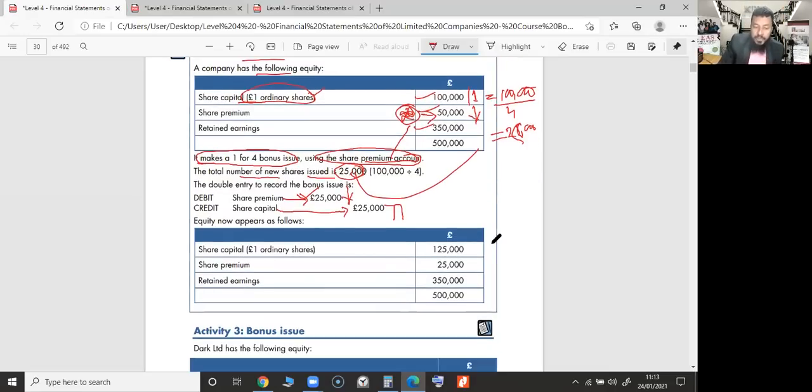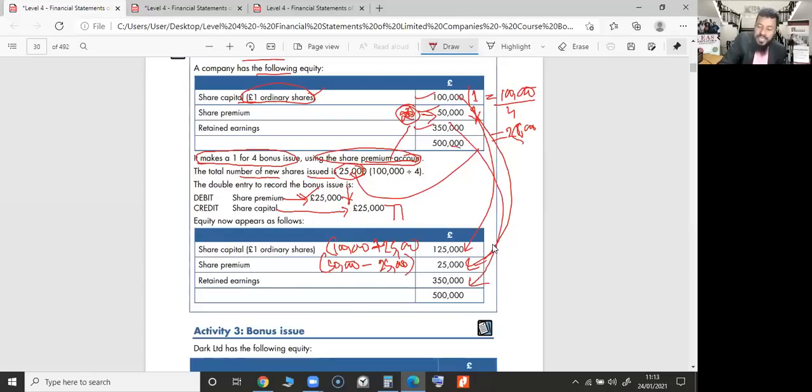And how do you show it in the equity? It's just a little change in the equity. Look at this. The share capital was 100,000 before, but it's 125,000 now because 100,000 plus 25,000 bonus share. But the share premium was 50,000. It became 25,000. Why? Because we have issued bonus shares worth 25,000. So from 50, it became 25. Rest is unchanged. 35 unchanged.